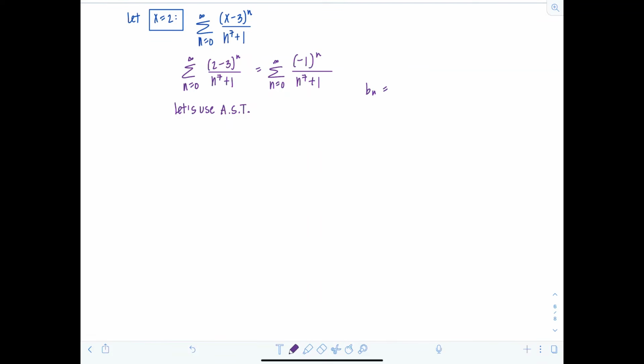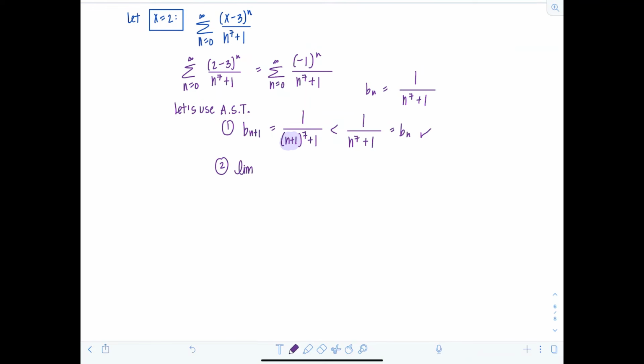And b sub n would be 1 over n to the 7th plus 1. So first thing I want to show is b sub n plus 1. That would be 1 over n plus 1 to the 7th plus 1. Is that less than 1 over n to the 7th plus 1? Well, for sure, right? The denominator got larger, so the whole expression is getting smaller, so I can show that it's decreasing.